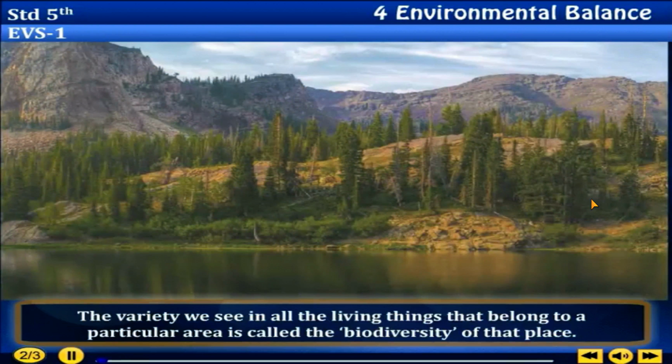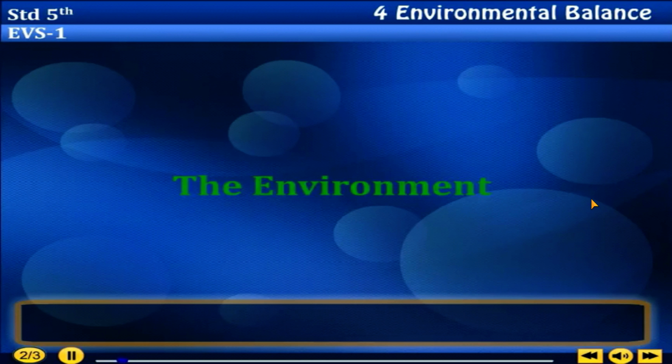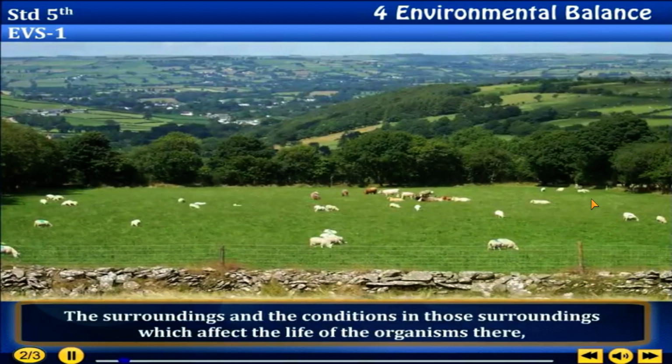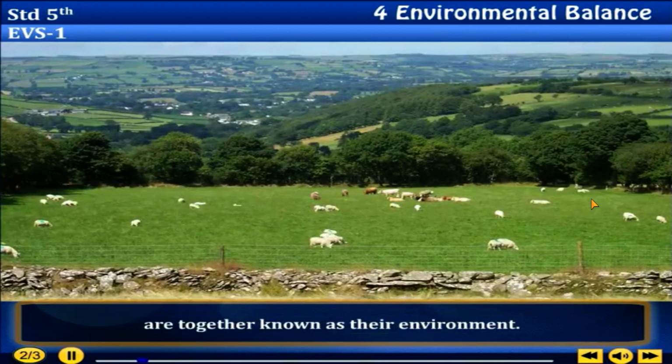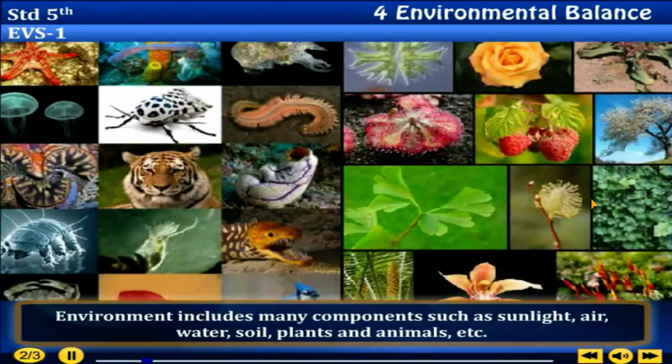The variety we see in all the living things that belong to a particular area is called the biodiversity of that place. The surroundings and the conditions in those surroundings which affect the life of the organisms there are together known as their environment. Environment includes many components such as sunlight, air, water, soil, plants and animals, etc.